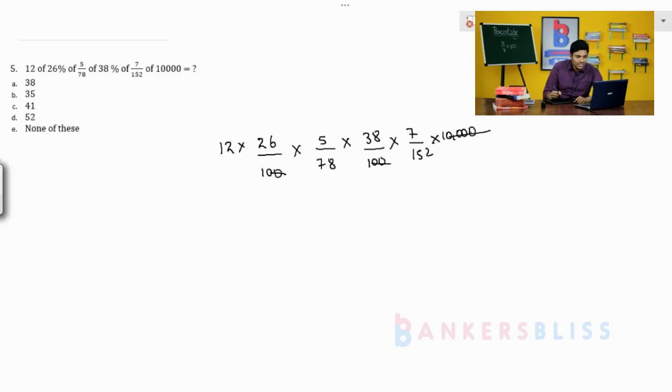Next, how to solve? See here, we have 12 here, we have 152 here. Is 152 divisible by 12? No. 12 1s are 12, 3 carry over, 32, 12 3s are 36, it is not divisible. But it is divisible by 4. See here, 4 3s are 12, here 4 3s are 12, 4 8s are 32, 38, 38 got cancelled. Next, 3 2s are 6, 3 6s are 18, 26, 26 got cancelled. So the remaining is 7 into 5, which is equal to 35. Very simple, 35. Option B is the right answer. Let's go to the next problem.